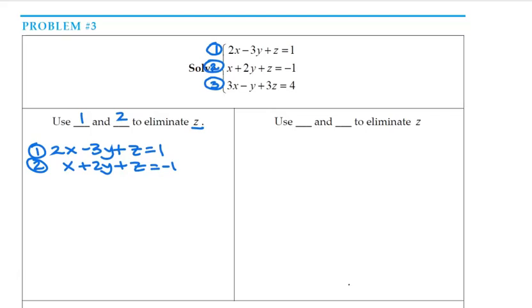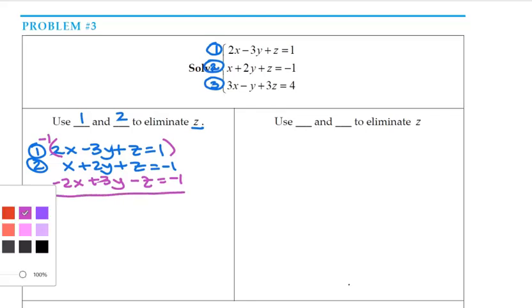Okay, and I'm trying to eliminate z. So let's take this top equation, equation 1, and multiply it by negative 1, because again, I'm trying to eliminate those z's. When I do that, I get negative 2x plus 3y minus z equals negative 1. Then when I combine those together, you can see my z's were eliminated. That's what I was trying to do.